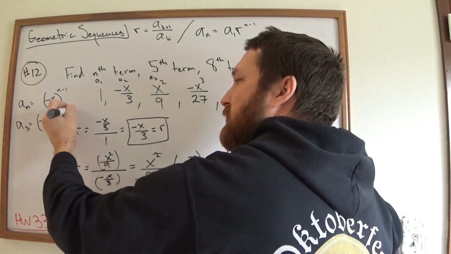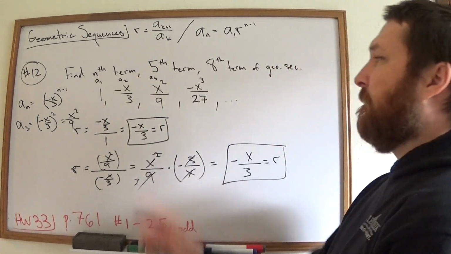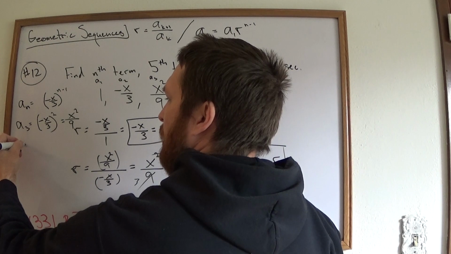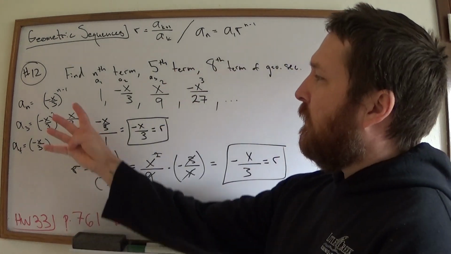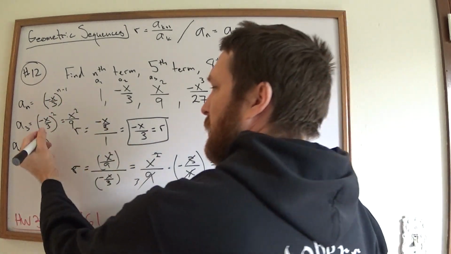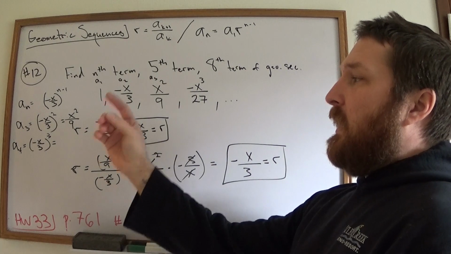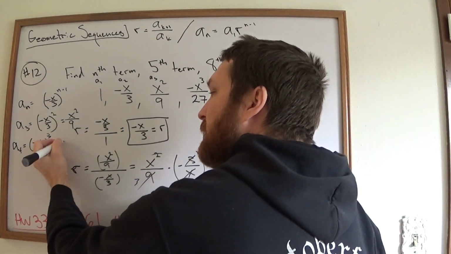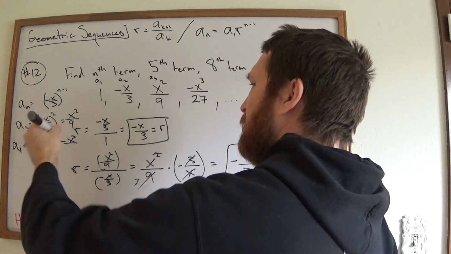X squared is x squared. And on the bottom, we have 3 squared is 9. Yes. Let's do one more. Let's check the fourth. The fourth is negative x over 3. 4 minus 1 gives me 3, so I go to the third. Now, a negative cubed is negative, so it gives me negative x cubed on the top. 3 times 3 times 3 is 27.